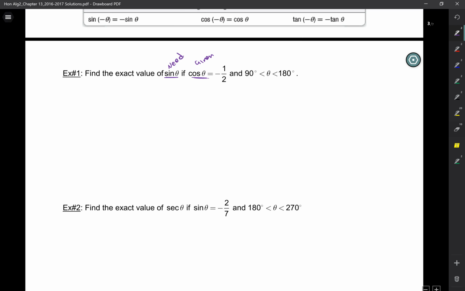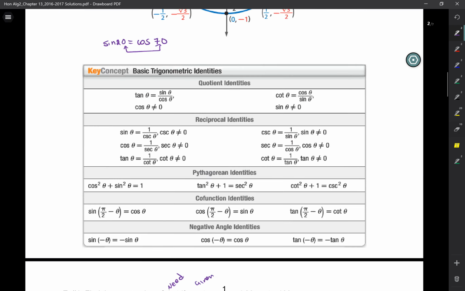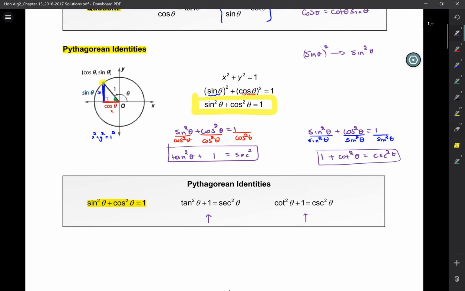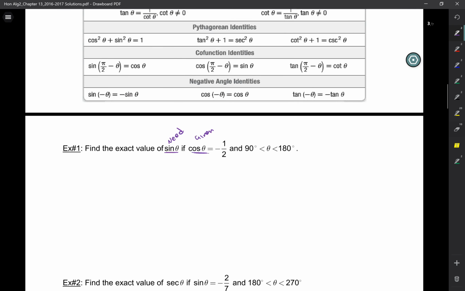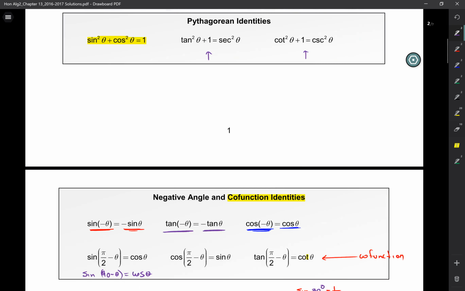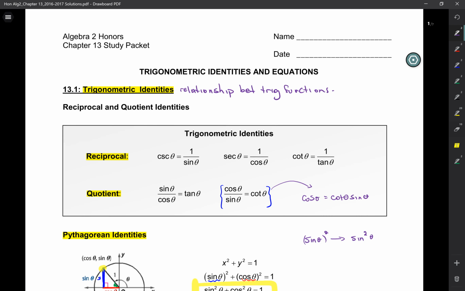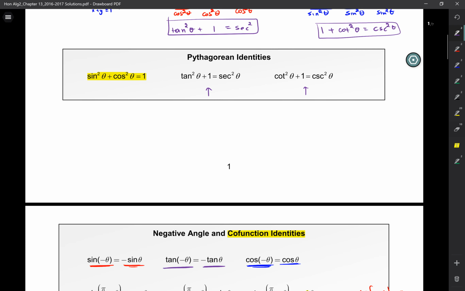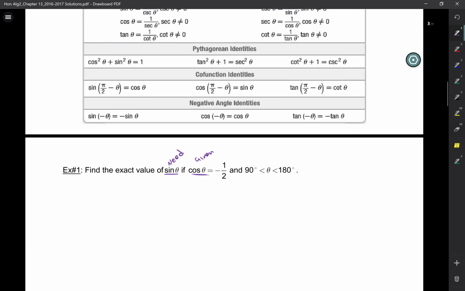Now you have to ask yourself, is there an identity that relates sine and cosine? And I don't want to throw any other identities in the mix. So is this a good one to pick? Is sine over cosine equal tangent a good one to pick? No, because you don't want to put in a tangent. So what's an identity that doesn't have anything else? This one.